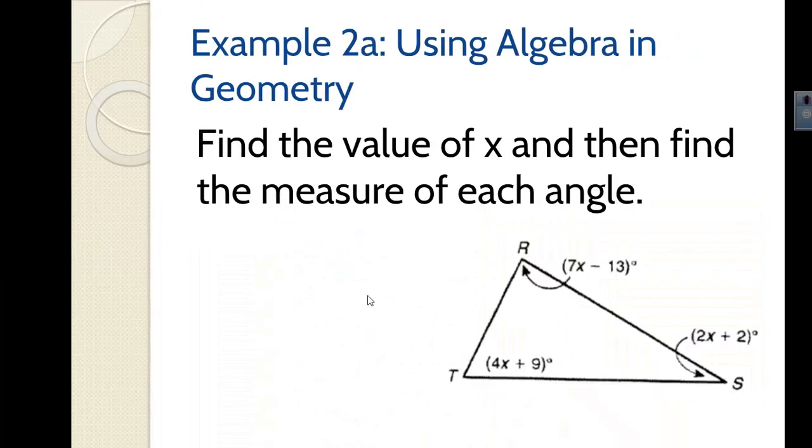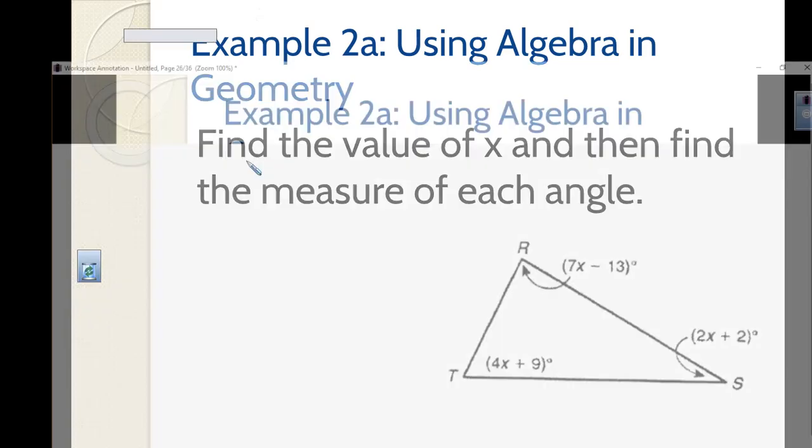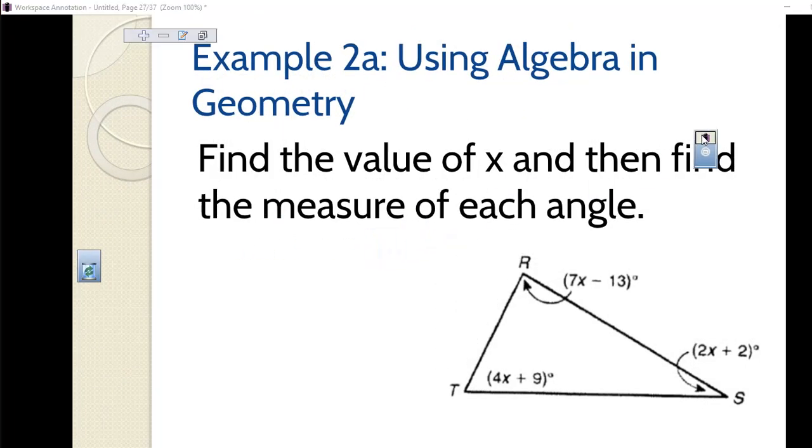So now I want you to apply the triangle angle sum theorem to find the measure of x and then find the measure of each angle. So as we set this up, one thing you want to remember is that angle R plus angle S plus angle T is equal to 180. Substitute your expressions in for R, S, and T, solve for x, and then plug it back in to find your angles. So pause the video again, work this one out, and come back and see how you did.